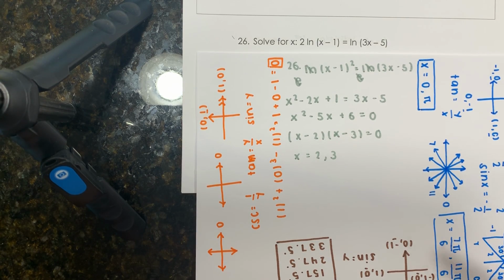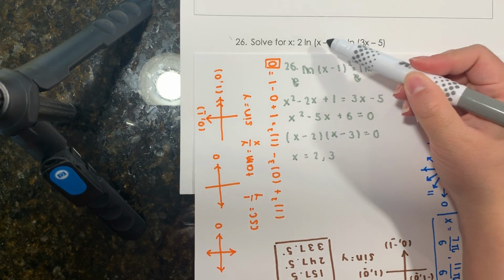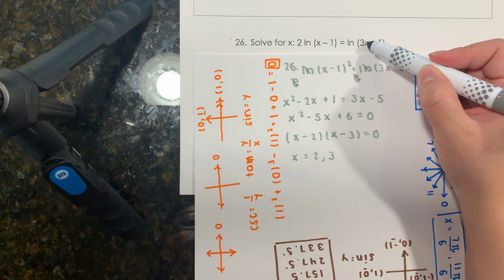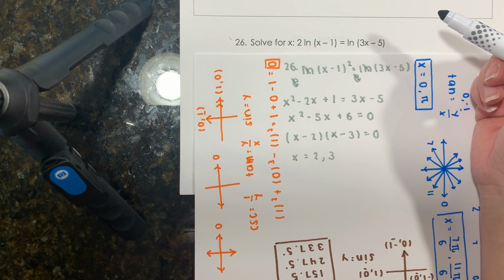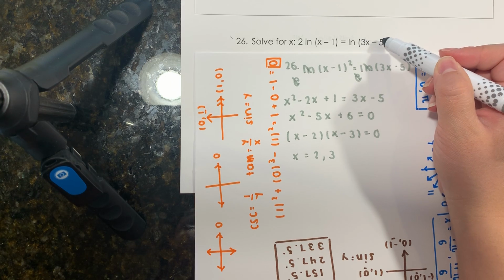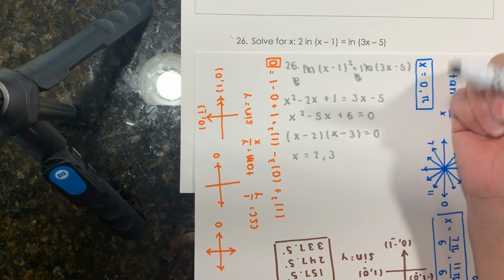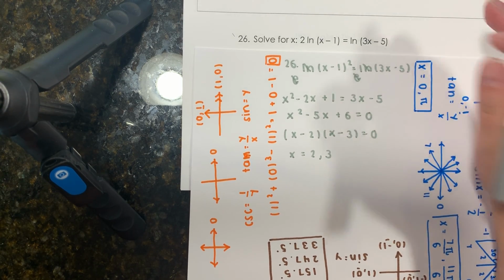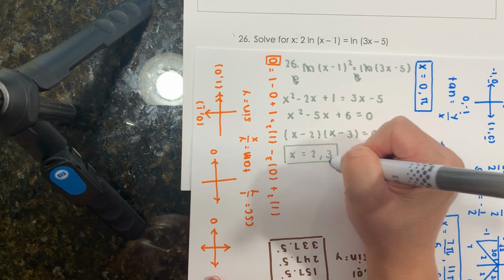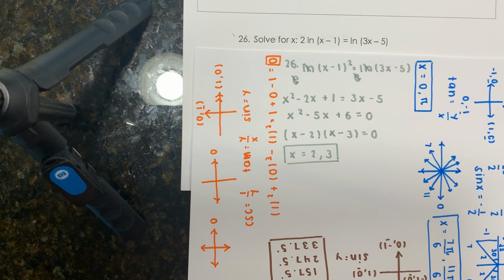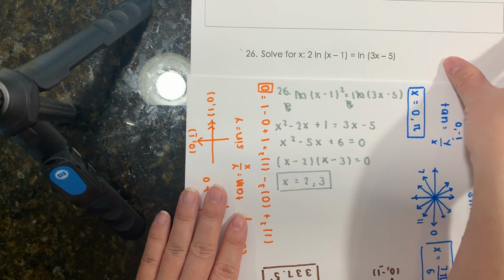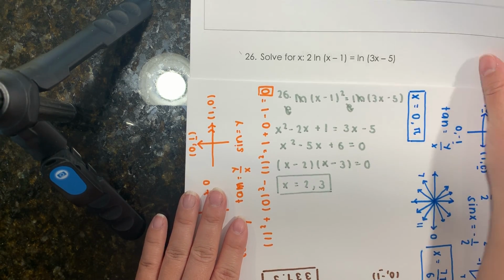And then I want to check if these answers work. So if I plug in 2 into this, that would be 2 minus 1. That's a positive number. 3 times 2 is 6 minus 5. That works because it's positive. 3 times 3 is 9 minus 5 is positive 4. And then 3 minus 1 is 2, which is also a positive number. Therefore, I do have two different answers for number 26. So you need to make sure that those fit into your original equation. They have to equal a positive number.